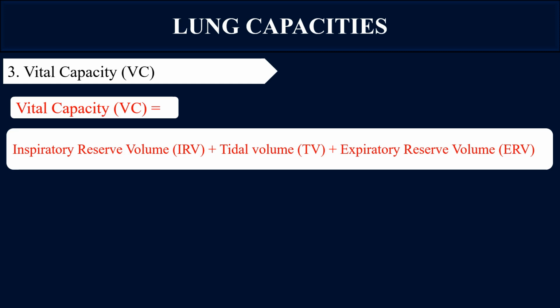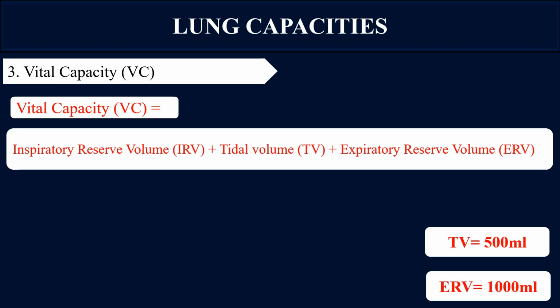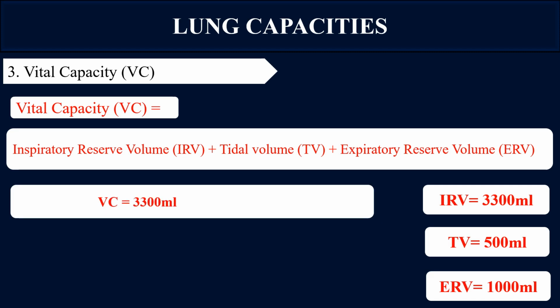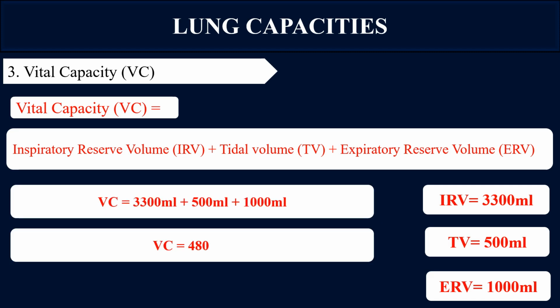As we already know the values for the lung volumes, expiratory reserve volume is 1000 ml, tidal volume is 500 ml, and inspiratory reserve volume is 3300 ml. Let's put these values into this formula for the vital capacity. We will get the vital capacity equal to 4800 ml. So this is the normal value for the vital capacity.